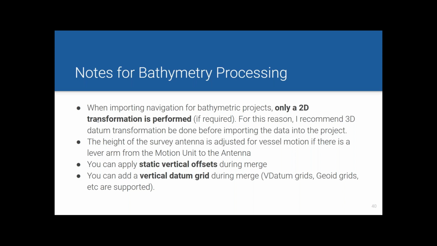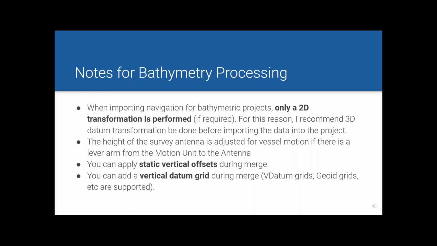But if you are doing a datum transformation and you rely on SonarWiz to do that, just keep in mind, it only converts the two dimensions, the X and the Y. It does not do the Z value. For the actual height computations, SonarWiz does pay attention to the survey antenna. It's adjusted for vessel motion if there's a lever arm, etc. You can apply static vertical offsets, and you can also apply vertical datum grids. So if you have a geoid or VDatum grids that you want to load into the program and you want to process down to orthometric heights, you can do that.